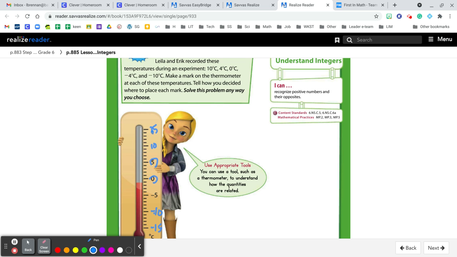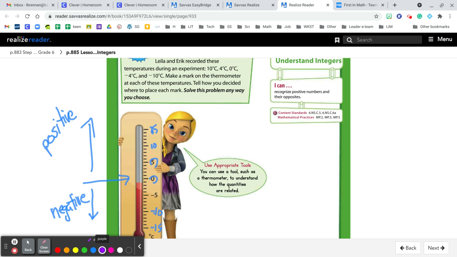Everything above 0 is what we call positive, and everything below 0 is what we call negative. And negative is just a distance from 0. So negative 5 degrees is 5 points below 0. Negative 10 degrees is 10 points below 0, or degrees, and so on. So let's take a look and get some things on our chart here, or our thermometer.